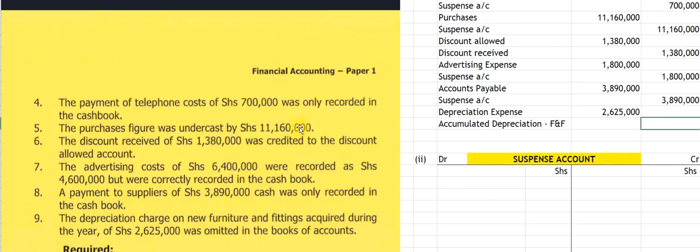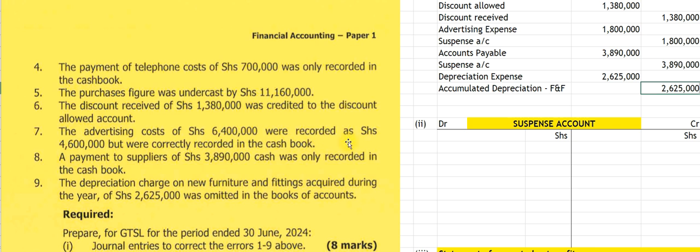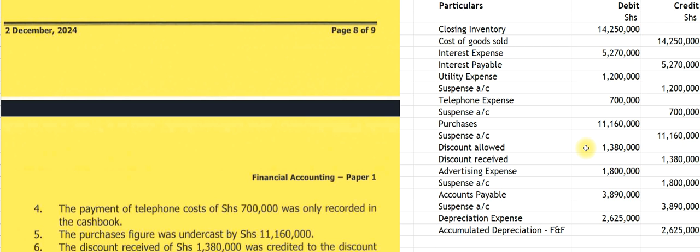When we look at the information given, we see that the credit side of the trial balance exceeded the debit side by shillings 18,750,000, meaning that the suspense account has a balance. The balance brought down is on the debit because the debit side was smaller, and that is 18,750,000.